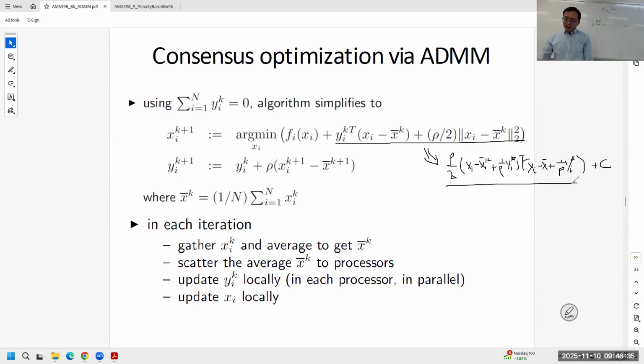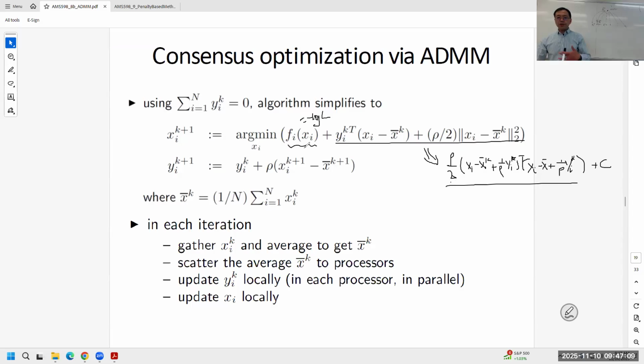This term right here, if you are familiar with the normal distribution a little bit, is the kernel of the multivariate normal. Remember here, this f is a negative log, a negative log likelihood, right? Now plus this part here.